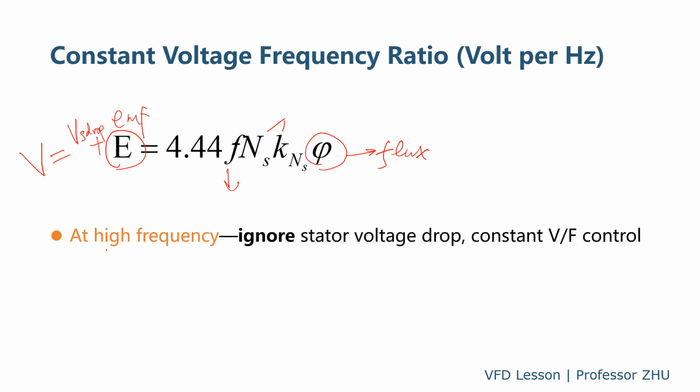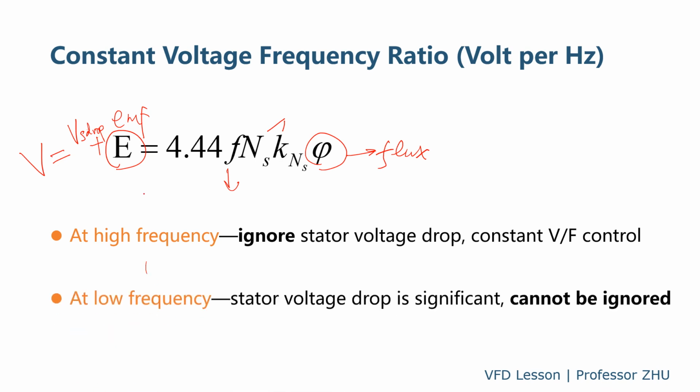So normally at high frequency, because the voltage drop is small compared with the EMF and the voltage, the stator voltage drop can be neglected. But at a low frequency, because the voltage is low, the voltage drop on the stator cannot be ignored. So normally, in most cases, the voltage is proportional to F multiplied by flux.